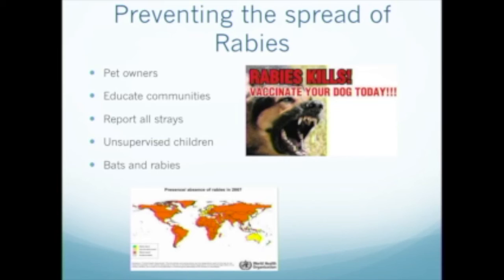And make sure it's understood that unsupervised children are at the highest risk for contracting rabies because they are most likely to be bitten by stray animals that are carrying the disease. And finally, it is also very advisable to avoid contact with bats at all costs. They are heavy carriers of rabies.